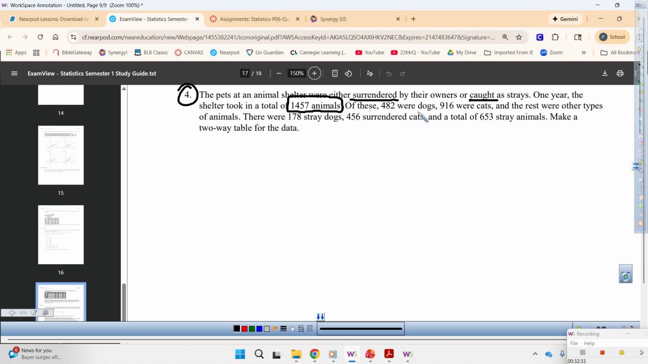So what type of animals do we have? Dogs, cats, and other types. Okay. So, it says there were 178 stray dogs. That means they were what? Caught. And surrendered cats, and a total of 653 stray animals. So let's start a table here. First, we start with 2 columns. What would you label the first column?